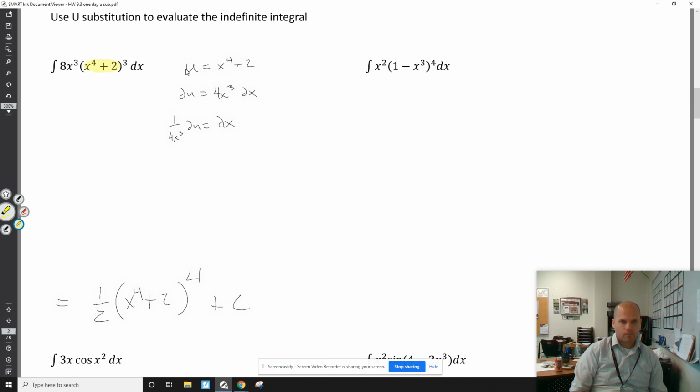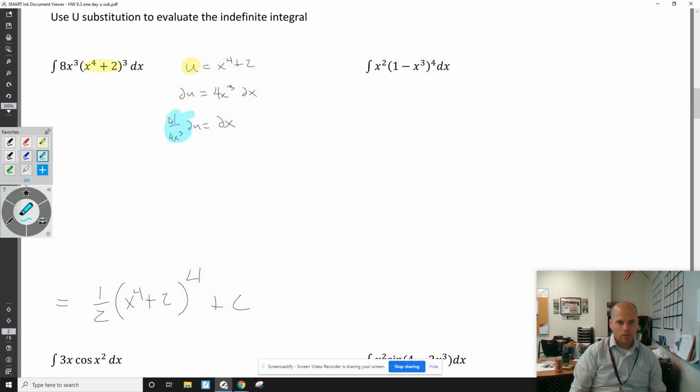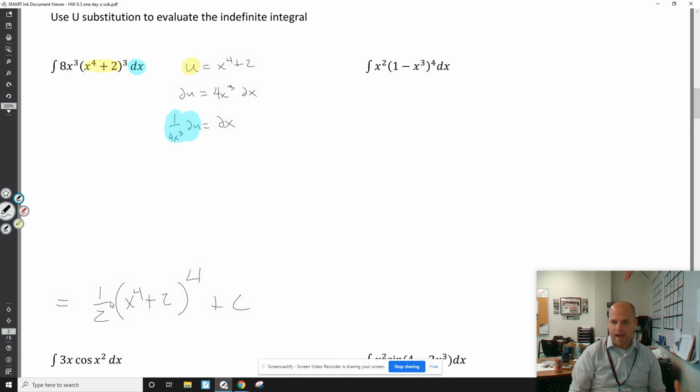Now, we substitute. What we start with and what we ended with, we will substitute back in. So that goes in here. This goes in there. What this process does, it's getting us this 1/2. It's going to get us the values that we need eventually. Okay? So I get the integral of 8x cubed u cubed times 1 over 4x cubed du. Stuff will cancel. The x cubes cancel. The 8 divided by the 4 cancels to be a 2.